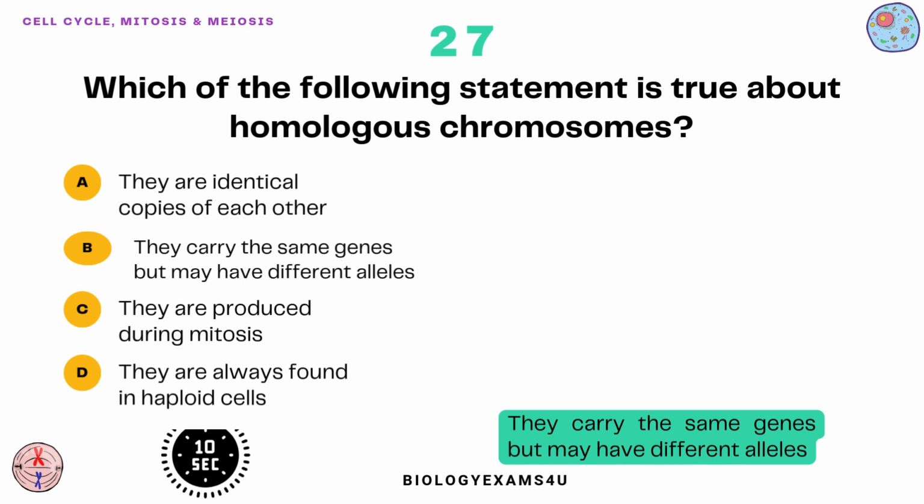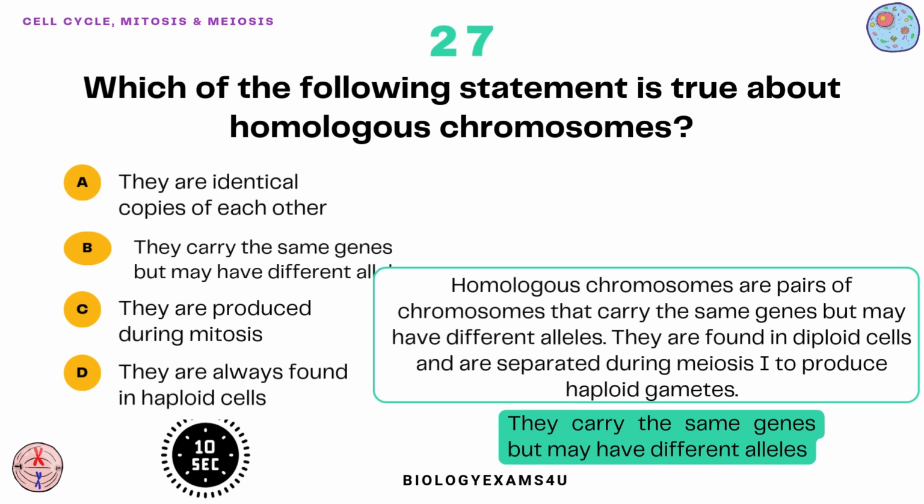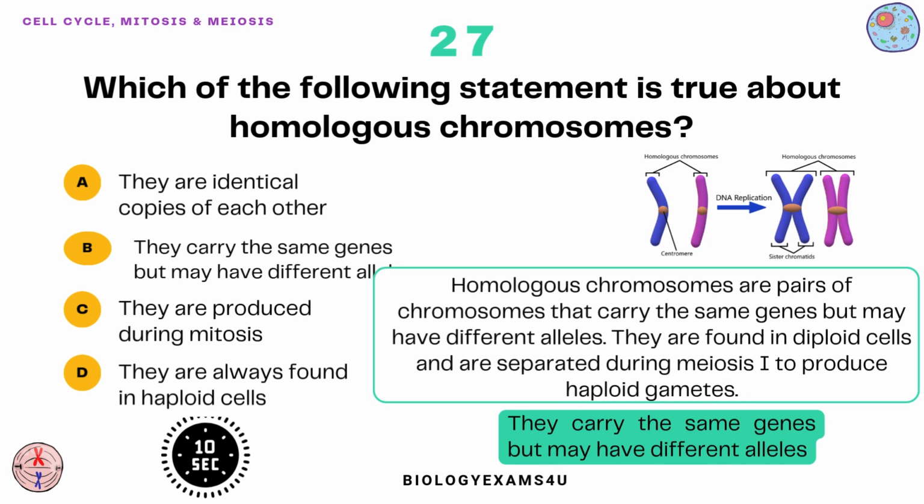The correct answer is they carry the same genes but may have different alleles. Homologous chromosomes are pairs of chromosomes that carry the same genes but may have different alleles, as you see here. They are found in diploid cells and are separated during meiosis 1 to produce haploid gametes.